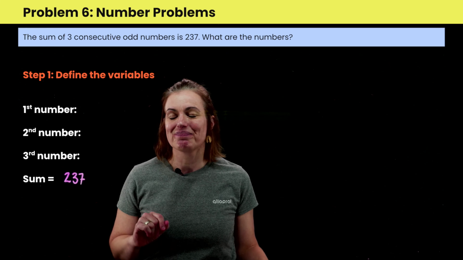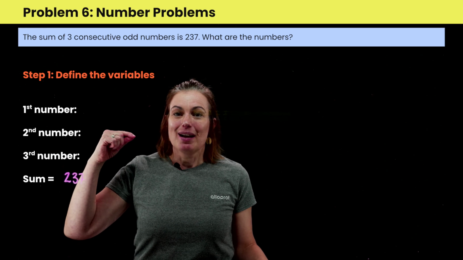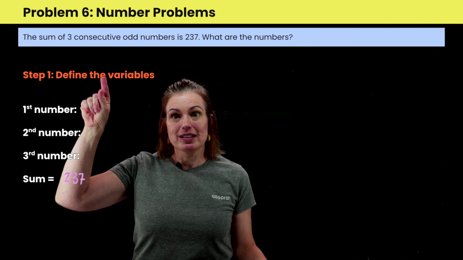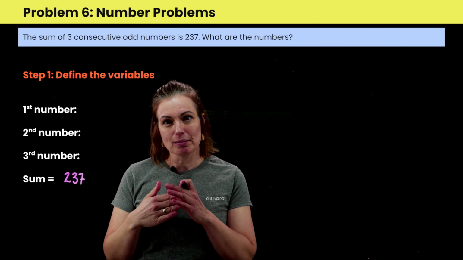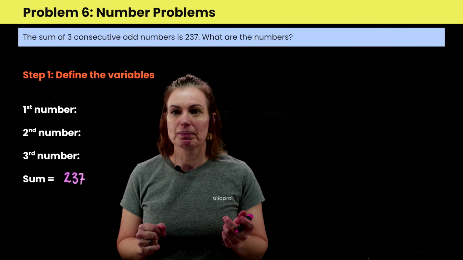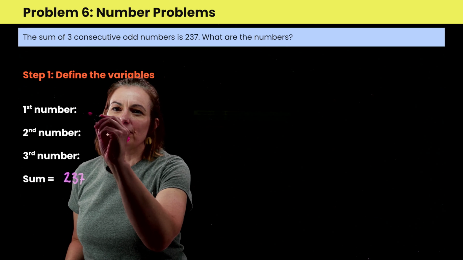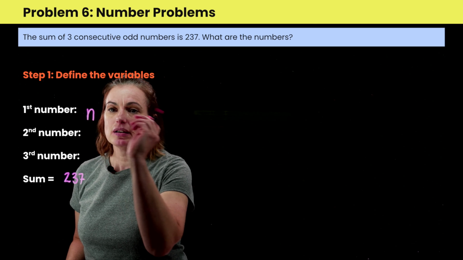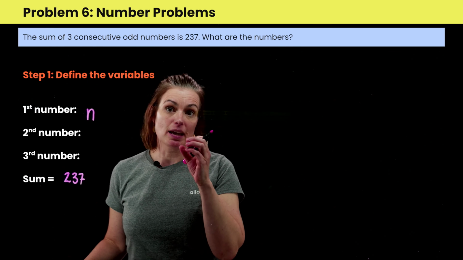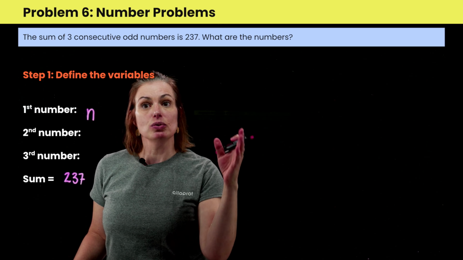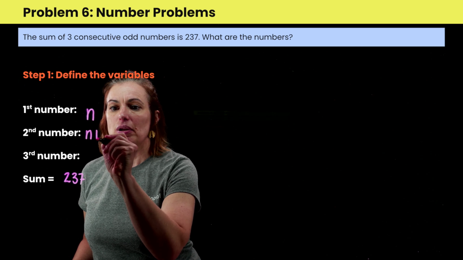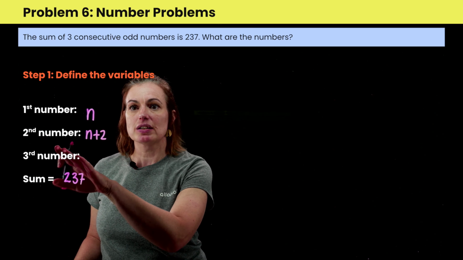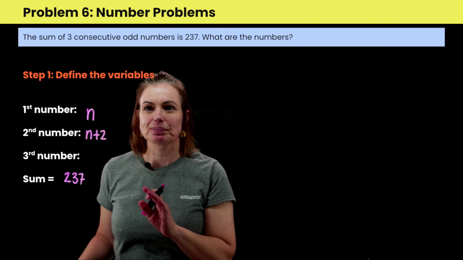All right. So to define the variables, I'm actually going to use the letter n this time because we're dealing in numbers, so it works. And I'm also dealing with consecutive odd numbers. So that means that I'm looking for odd numbers that are in sequence with one another. So if I start by defining my first number as n, then I can get my second number by adding 2 to that number.